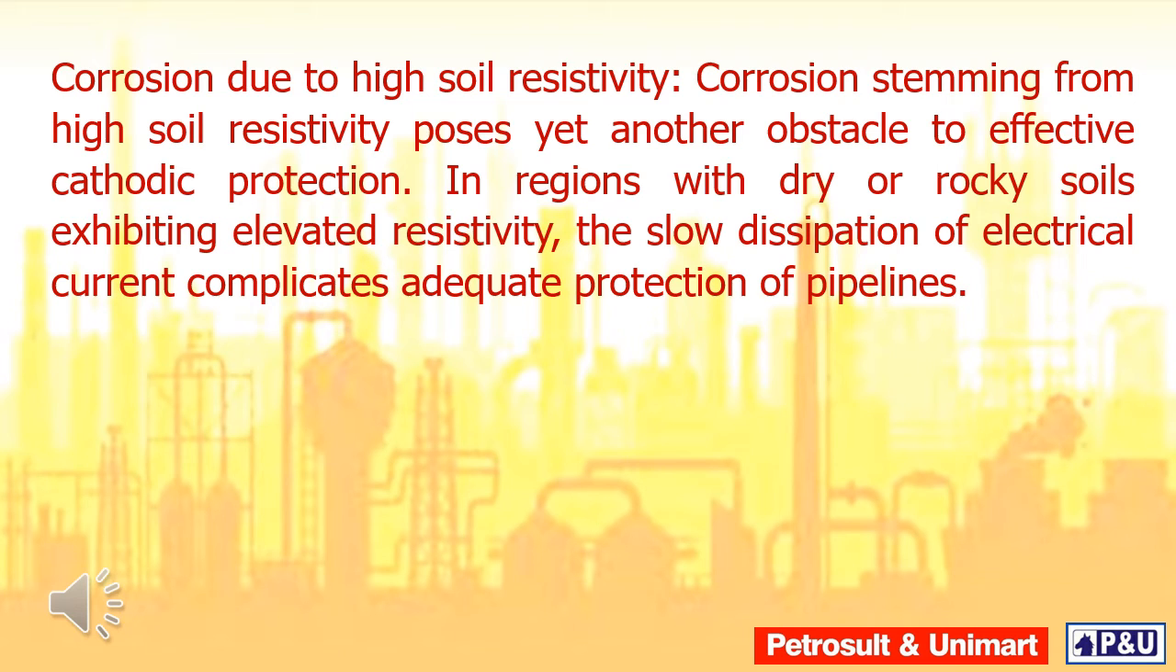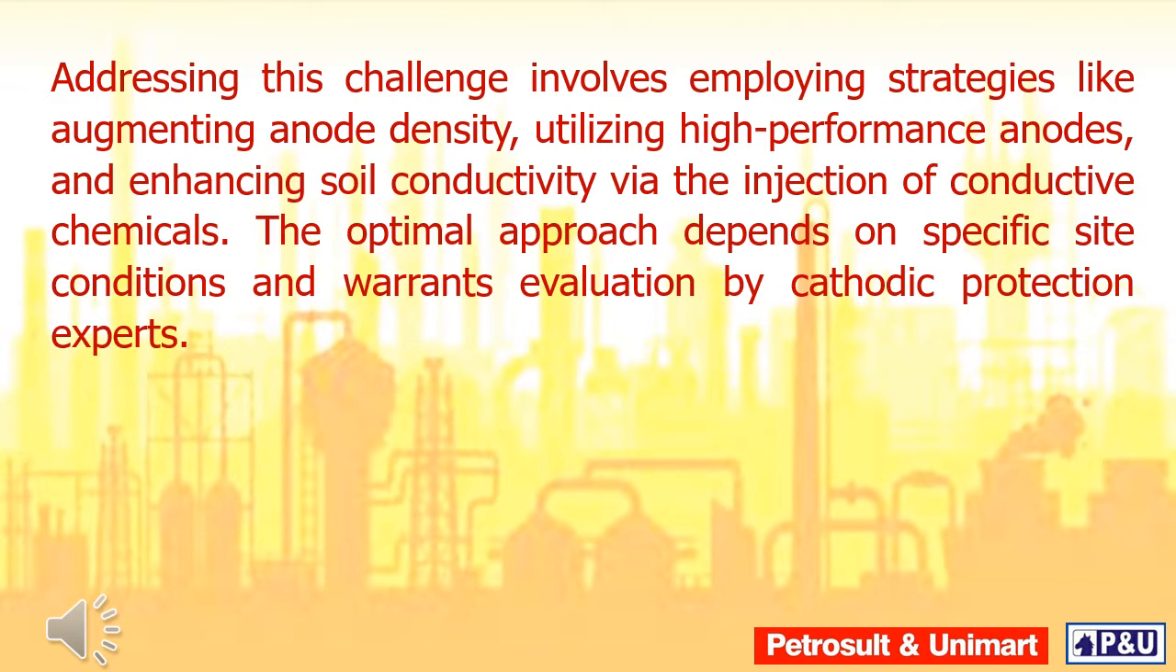Corrosion due to high soil resistivity. Corrosion stemming from high soil resistivity poses yet another obstacle to effective cathodic protection. In regions with dry or rocky soils exhibiting elevated resistivity, the slow dissipation of electrical current complicates adequate protection of pipelines. Addressing this challenge involves employing strategies like augmenting anode density, utilizing high-performance anodes, and enhancing soil conductivity via the injection of conductive chemicals. The optimal approach depends on specific site conditions and warrants evaluation by cathodic protection experts.